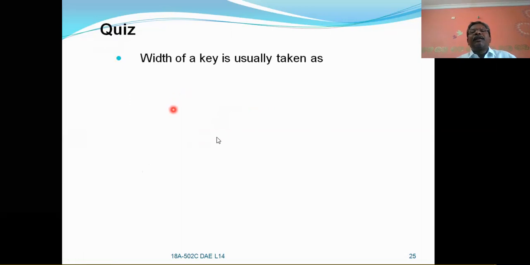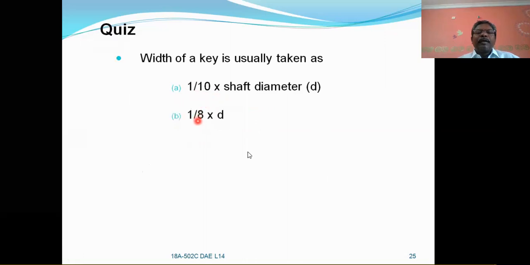Width of key is usually taken as 1/10 of shaft diameter, 1/8 of shaft diameter, 1/6 of shaft diameter, and 1/4 of shaft diameter. Which is the right answer? Width of the key, but not thickness of the key. The proportions we have discussed so far. So 1/3 of the diameter of the shaft. So D is the right answer.